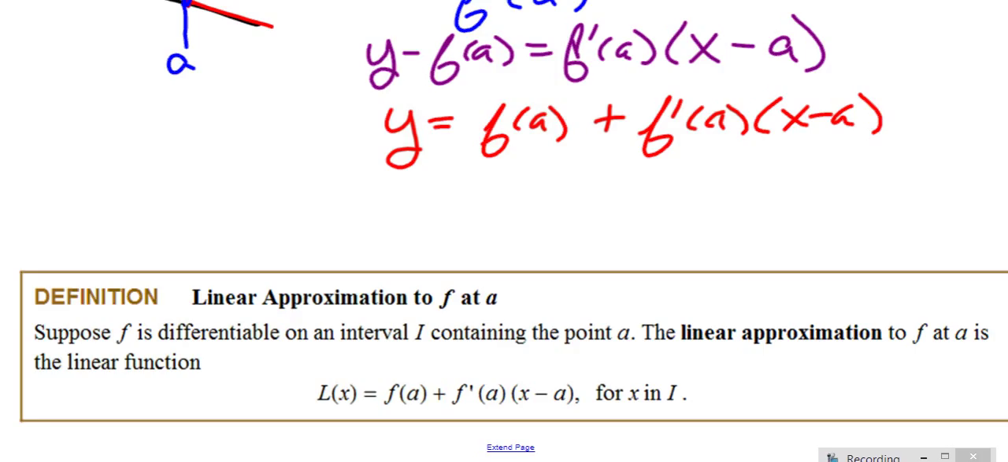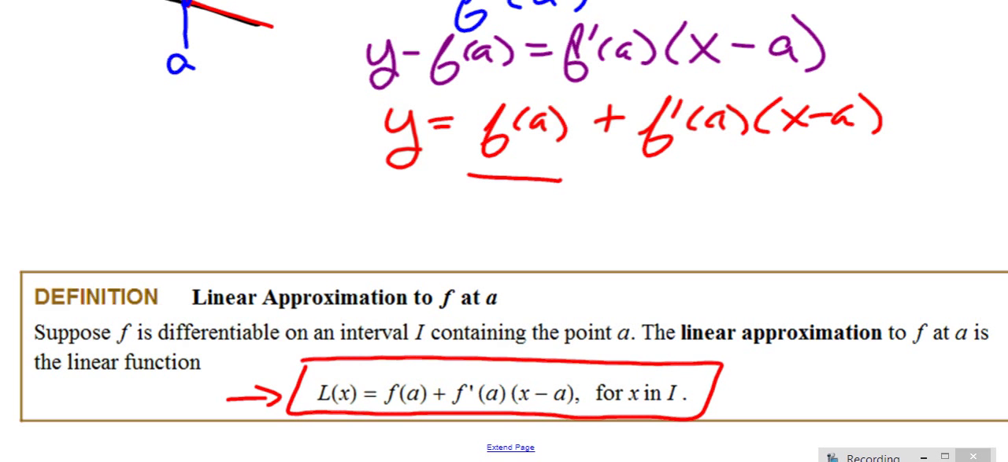Normally we write this term behind when we're solving, but for linear approximation, this is the way it's set up. And it turns out in our definition, this is what the linear approximation formula is. And we're going to approximate values near A using this equation. So it's an approximation. Let's do some examples.